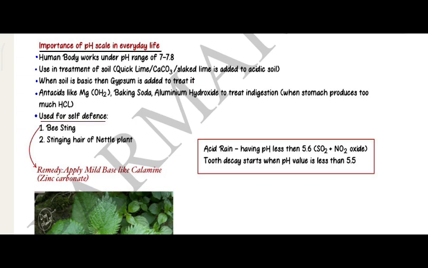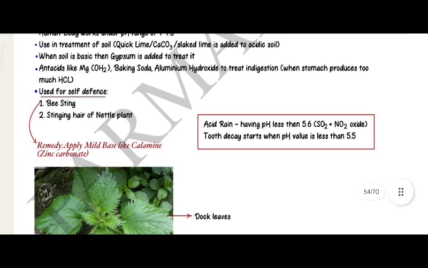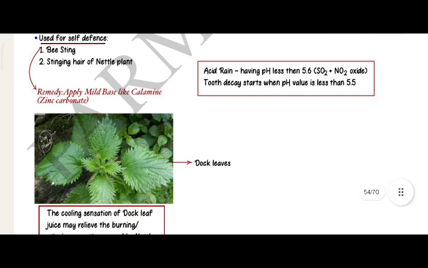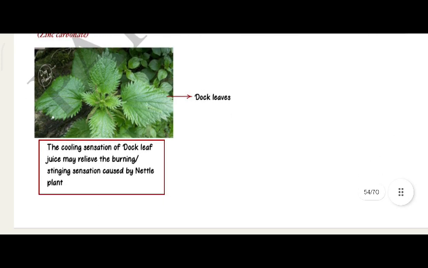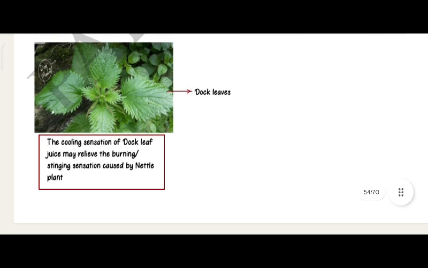Used for self-defense. Bee sting remedy: apply a mild base like calamine, zinc carbonate. Stinging hair of the nettle plant. Acid rain has pH less than 5.6, caused by SO2 plus NO2 oxides. Tooth decay starts when pH value is less than 5.5. Dock leaves: the cooling sensation of dock leaf juice may relieve the burning stinging sensation caused by the nettle plant.